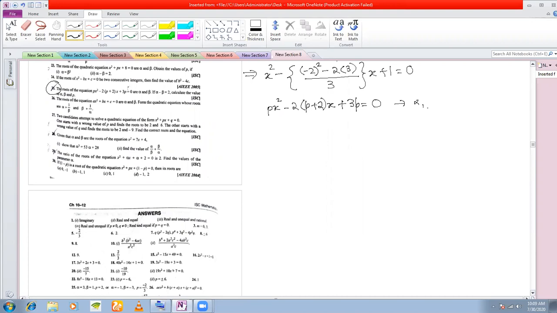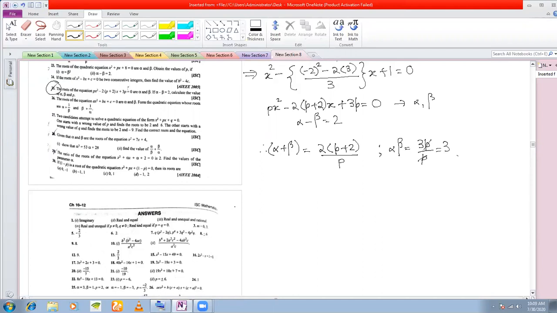So clearly the roots of the equation are alpha and beta. Also given is that alpha minus beta is equal to 2. You need to calculate the value of alpha, beta and p. That means you need to find out the roots and you also need to calculate the value of p. Now if alpha and beta are the roots of this equation, what is the sum of the roots? Alpha plus beta is equal to twice p plus 2 by p. And what is the product of the roots? Product of the roots will be 3p by p only, which is 3. So p and p will cancel.